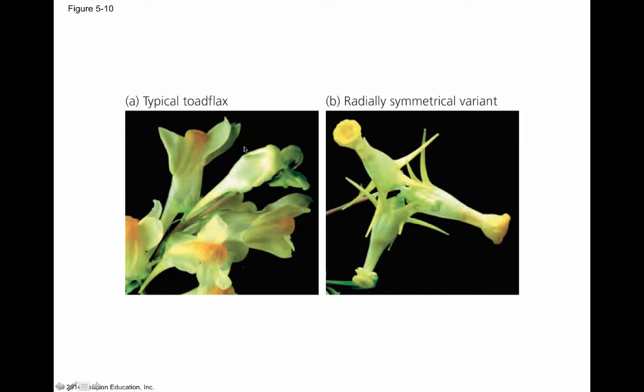It normally has a bilateral flower. That means you could draw a line through it and cut it in half, with each side being equal. But we can find mutations that make it radially symmetrical. So you can divide it in half, but there's not just one axis through which you can divide it in half. So it's a radially symmetrical flower rather than a bilaterally symmetrical one. And there's a single mutation in a transcription factor that will cause this.